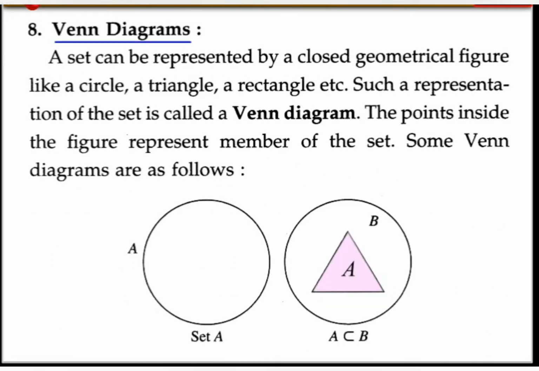Now we have Venn diagrams. A set can be represented by a closed geometrical figure like a circle, a triangle, a rectangle, etc. Such a presentation of the set is called the Venn diagram. The points inside the figure represent members of the set. Some Venn diagrams are as follows.